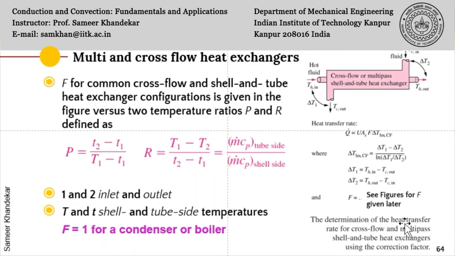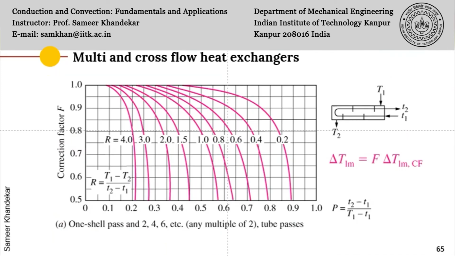So let us see this graphical solution of F, the correction factor, which of course has been determined over a period of time through experimental data and results in terms of these two quantities P and R. This is one such example here. You can see the heat exchanger. The small t1 and t2 are the tube side. The capital T1 and T2 are the shell side. It is one shell pass and 2, 4, 6, etc., any multiples of tube passes. These tube passes can be more depending on the geometry and the availability of size, whatever the heat exchanger design is.